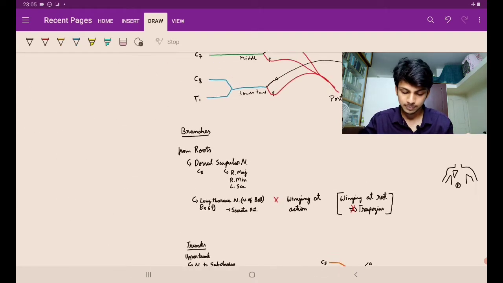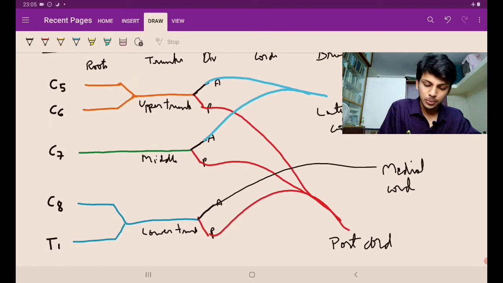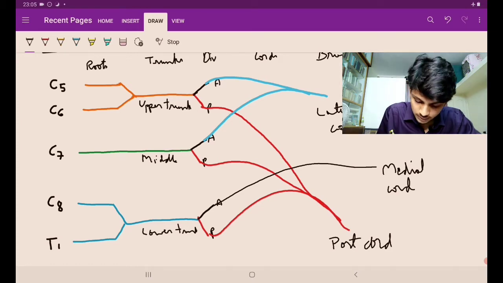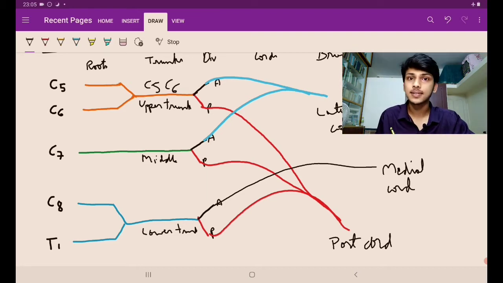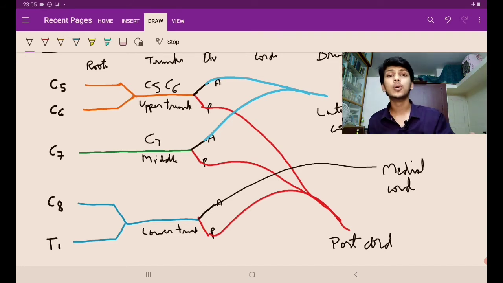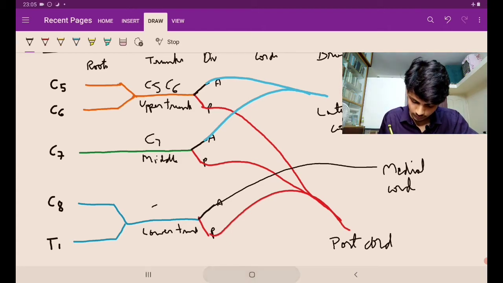Okay, see here. Guys, these were the C5 and C6 roots. So, if they form a trunk, what will be the root value of that trunk? Obviously C5 and C6, because there is no additional contribution. Now what will be the root value of the middle trunk? C7. And what will be the root value of the lower trunk? It will be C8 and T1.